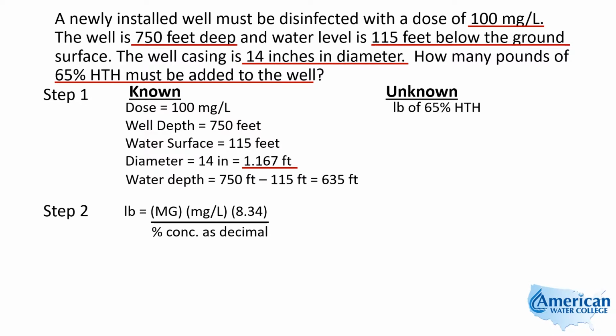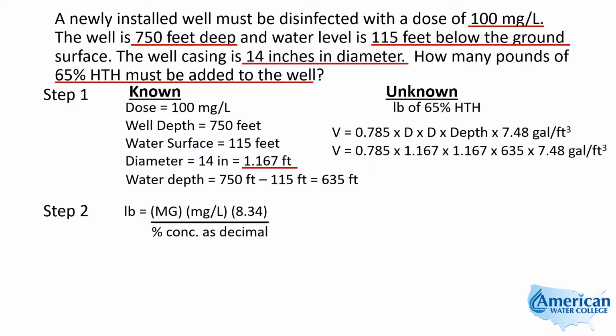To calculate the pounds of our chlorine, we use this formula that reads pounds equals volume in million gallons times your dose in milligrams per liter times 8.34 divided by the percent concentration, which in this case is 65%. But notice it's entered as a decimal. So we're going to enter that 65% as 0.65. We need to get our values to plug into here. So we need to calculate this volume using our diameter and the depth using our volume formula.